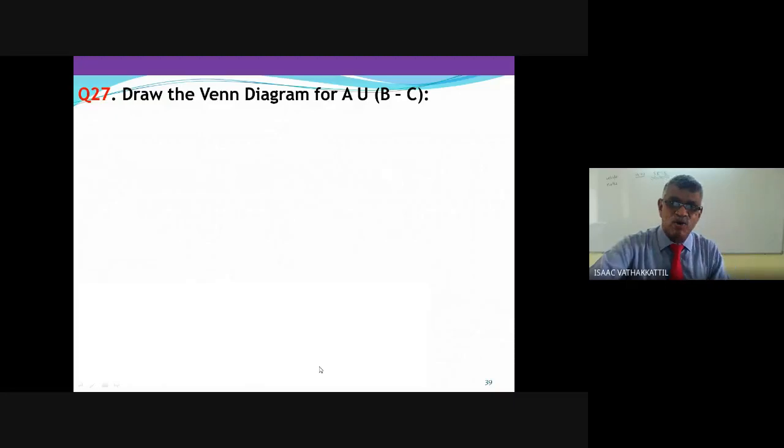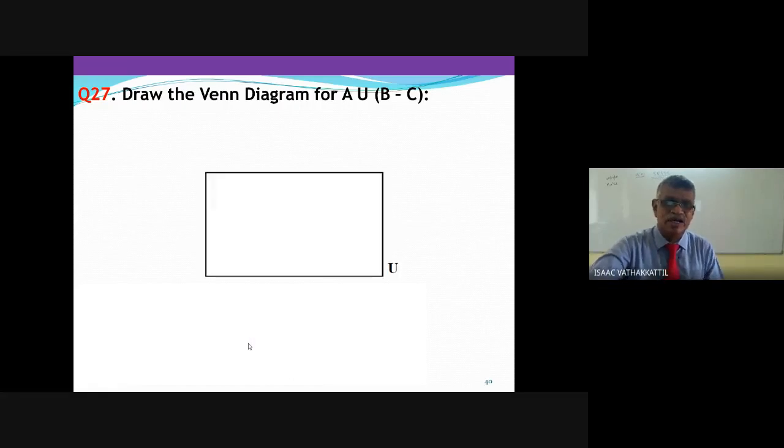Well, I am going to present a question. Draw the Venn diagram of A union (B minus C). How will you draw the diagram? If you can draw B minus C, how will you draw A union (B minus C)? Let me try to bring it on screen. I have the universal set, I have A, B, and C. I want the union of A and (B minus C).